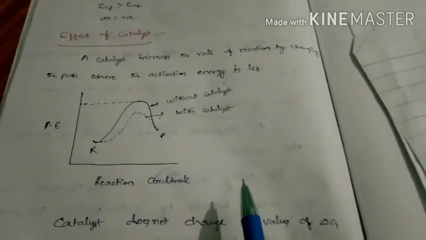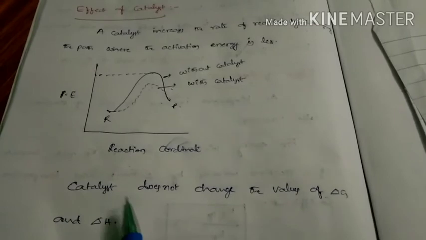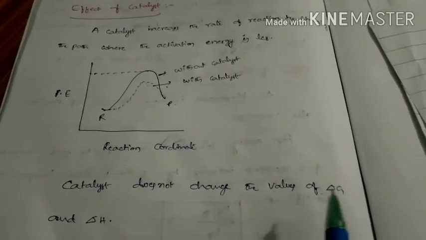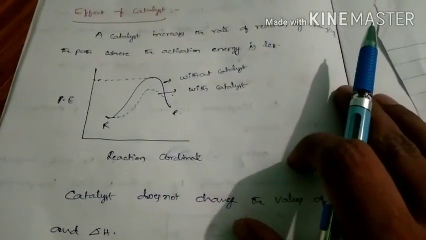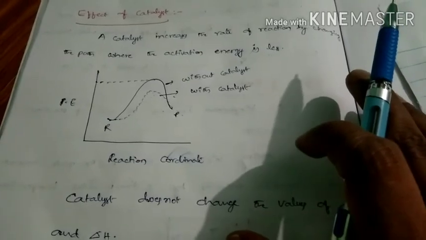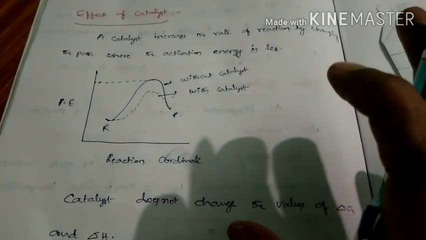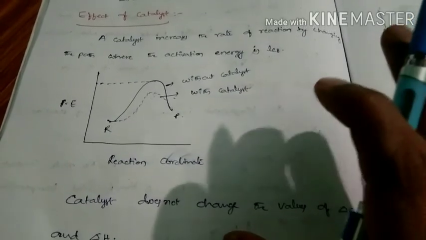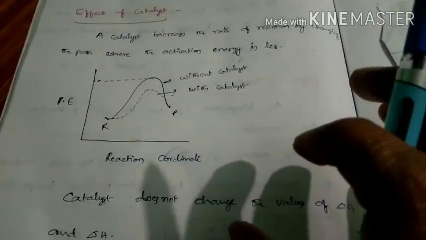So here one more point is there: catalyst increases the rate of reaction, but it does not change the values of delta G and delta H. That means catalyst does not depend on delta G and delta H values. So this is all about the chemical kinetics chapter. From this chapter we mostly face numericals regarding first order, zero order and rate of reactions. Thank you.